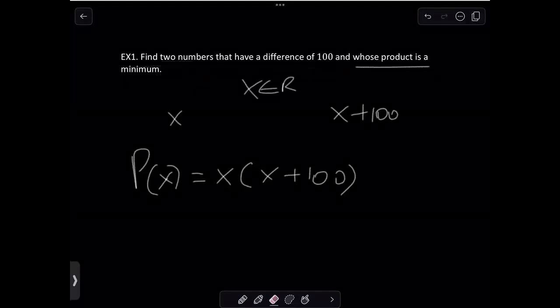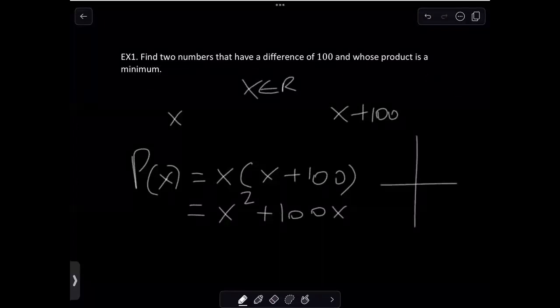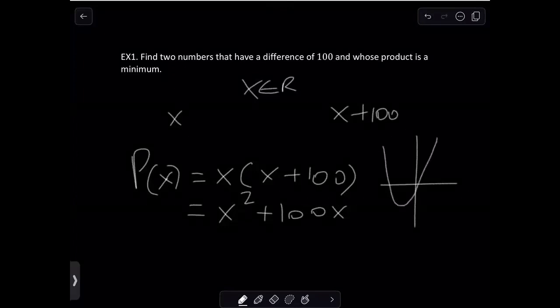Okay, that's what we have. So x is an element of real numbers. We don't really have a closed domain for this question. So let's take a look at this function in a bit more detail. This is equal to x squared plus 100x. And if I had to sketch this out, this is why I say it's so useful knowing how this function will roughly look. So if I had to sketch this out, it would look something like this.